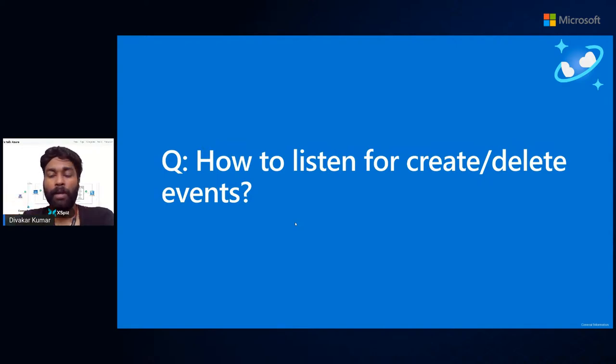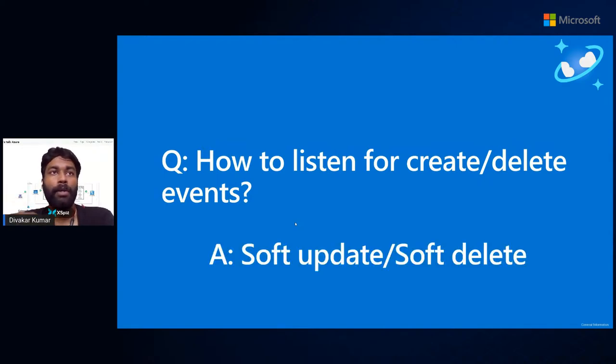So one way of doing this is to soft update or soft delete. By this way, you can have a flag internally within your document, say, isUpdate or isCreate or isDelete. You can point it to either true or false, so that you will be able to differentiate between a create and an update operation. And as well, you will be able to make sure that this is going to be a delete operation, and you can perform your business use case further on.